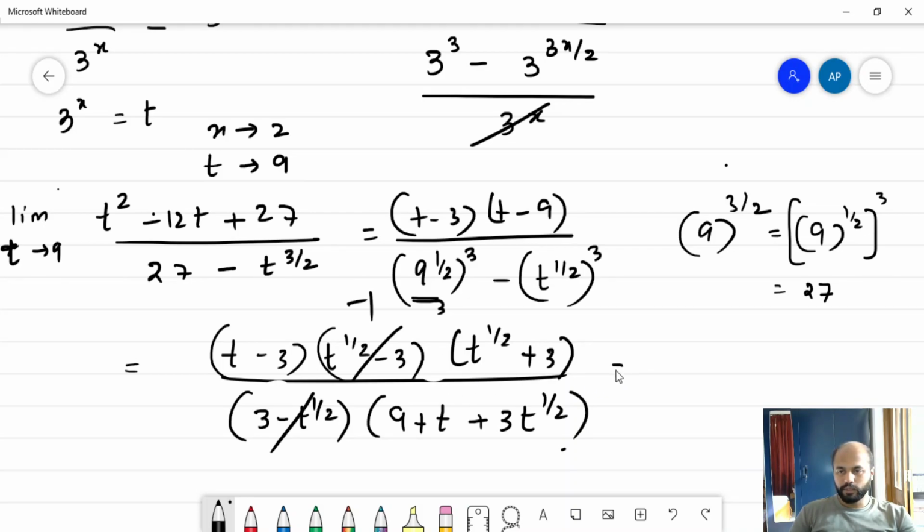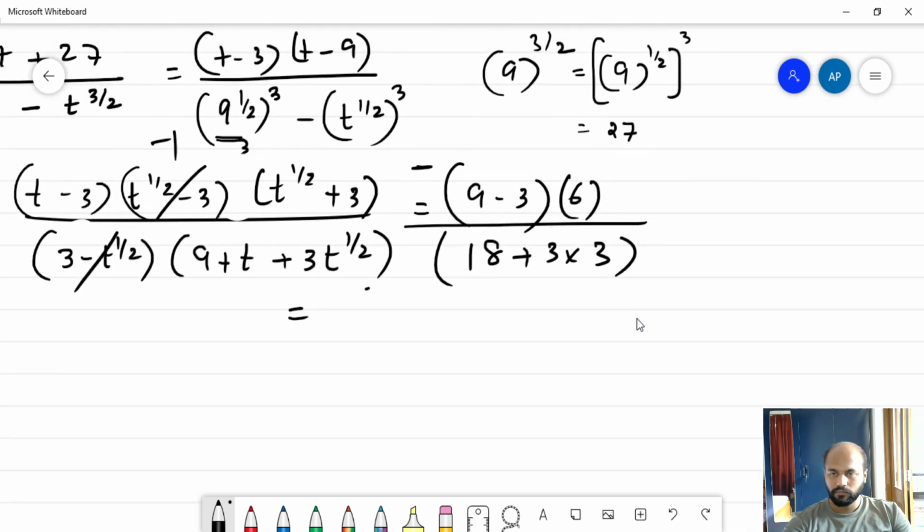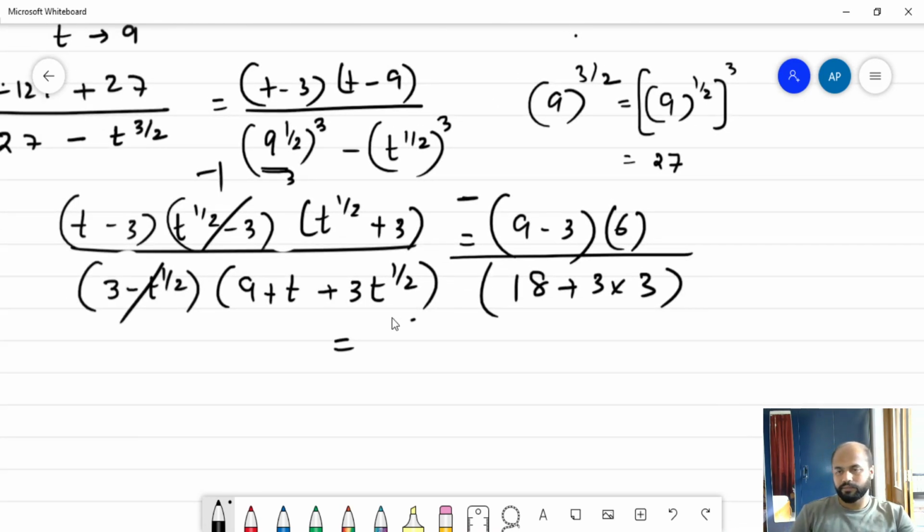So now, if t is substituted as 9, 9 raised to half is 3, 3 plus 3 is 6, divided by, of course, there's a minus sign here. And this is going to be 9 plus 9, that is 18, plus 3 into 3. So the answer to this question would be 36 divided by 27. So it's going to be minus 36 by 27. 9 4s are 36, 9 3s are 27. So the answer is going to be minus 4 by 3 for this question.